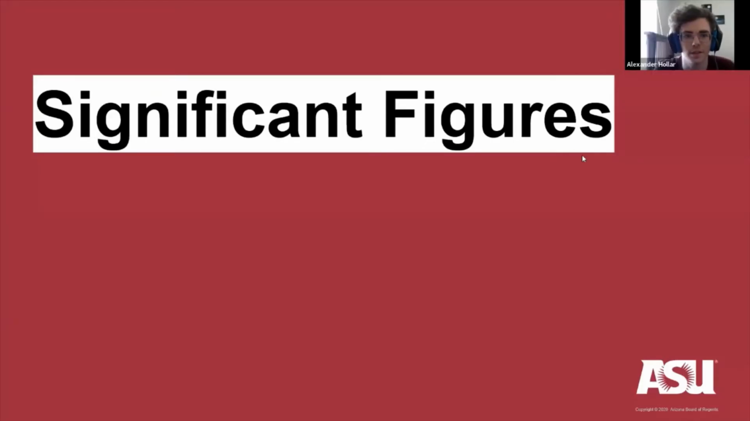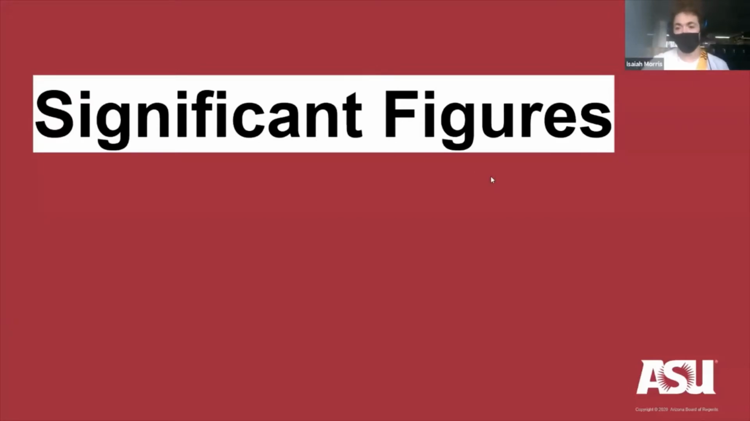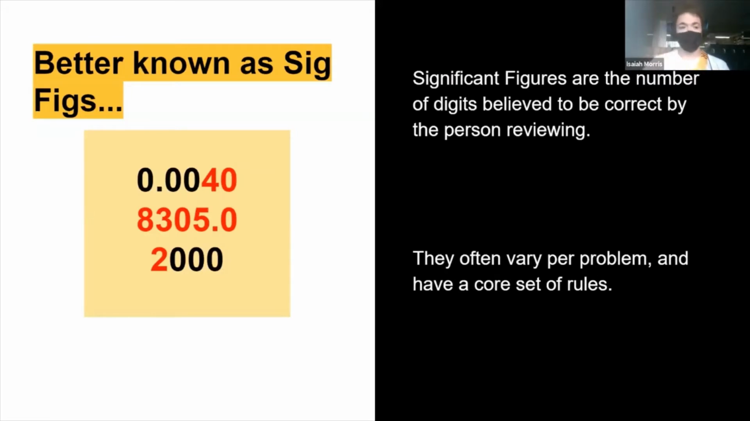All right, so Isaiah, take it away. Let's start off with some significant figures. Sig figs are essentially the number of digits believed to be correct by the person that's reviewing the problem or situation. So they often can vary per problem and have a core set of rules. You can see a nice little example here to the right, but we're going to delve more into that in a slide or two.